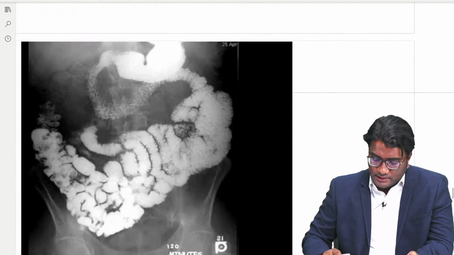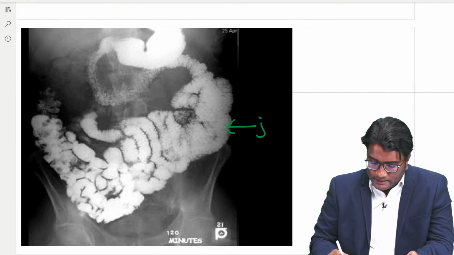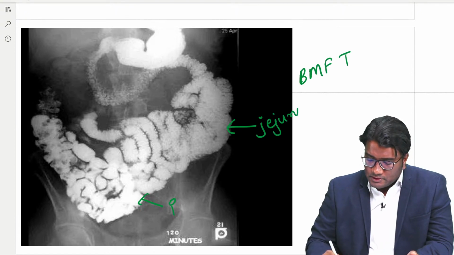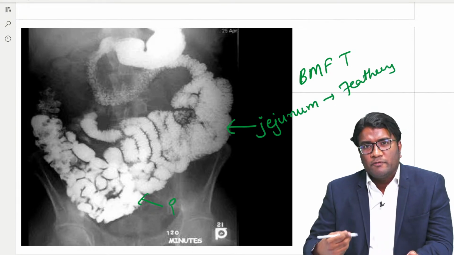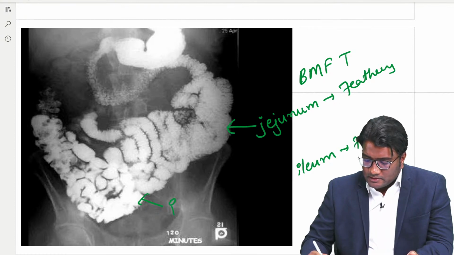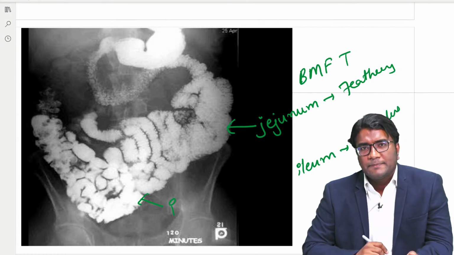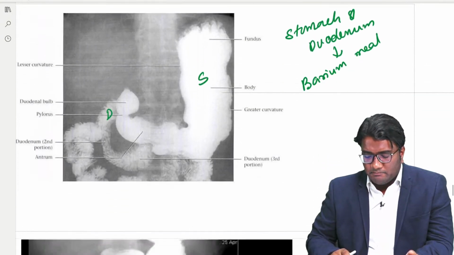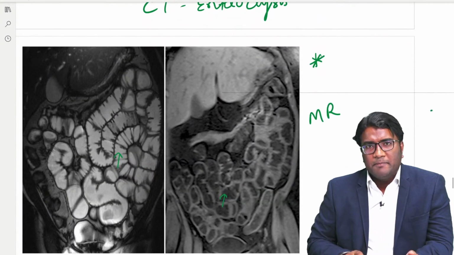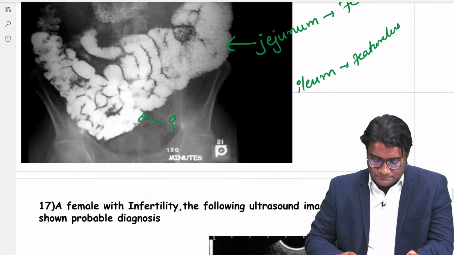And if you are able to see the jejunal loops and the ileal loops, this is barium meal follow through. The jejunum appears completely feathery, with a lot of valvulae conniventes, whereas ileum is featureless. Ileum does not have that kind of valvulae conniventes. So you need to understand what was given, barium meal or barium meal follow through, or CT enteroclysis or MR enteroclysis. Next one.